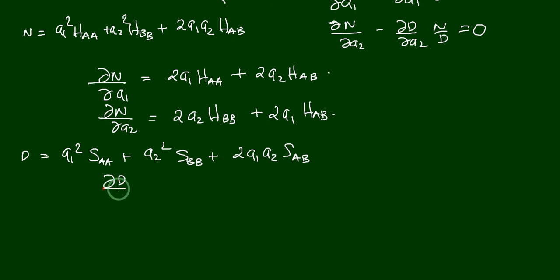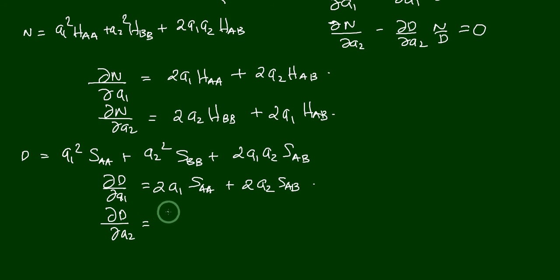So dou D divided by dou A1 is equal to 2A1 SAA, and the second term will vanish, and then 2A2 SAB. And dou D divided by dou A2 is equal to 2A2 SBB plus 2A1 SAB. That is dou D by dou A2.